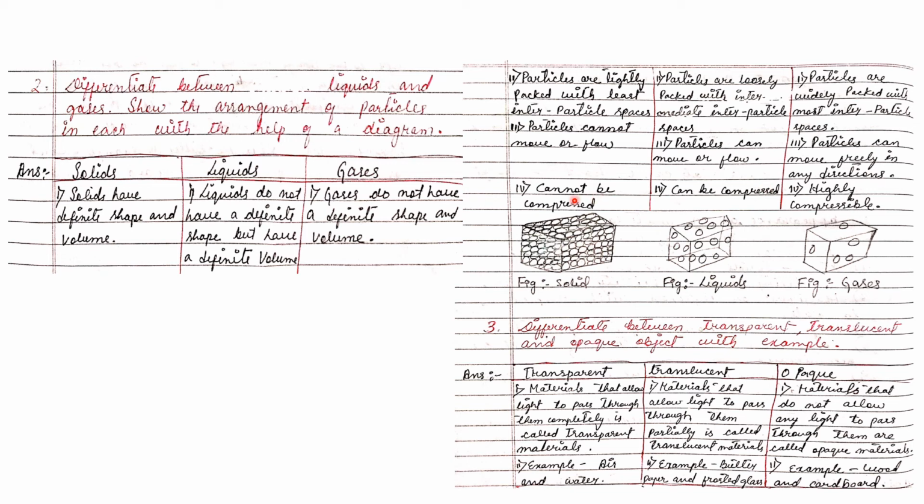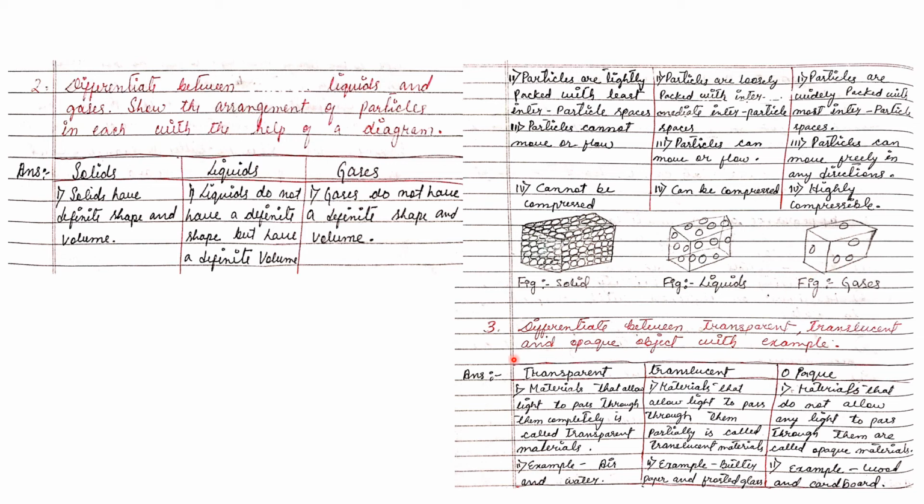Number 4, solids cannot be compressed. Number 4 of liquids, liquids can be compressed. And number 4 of gases, gases are highly compressible compared to solids and liquids. So this is the diagram of solids, this is the diagram of liquids, and this is the diagram of gases.